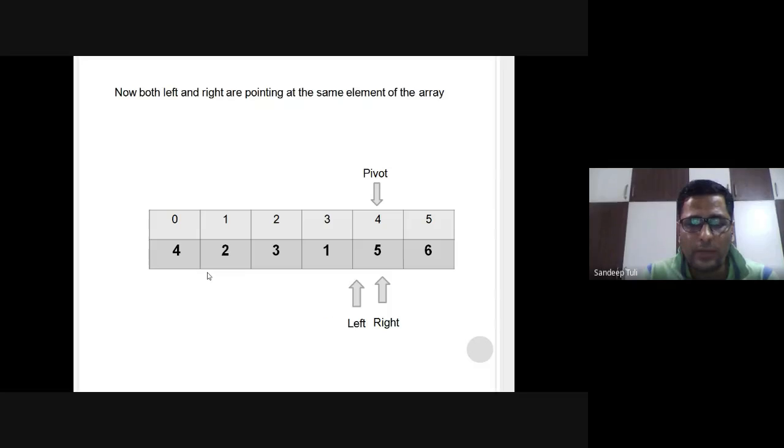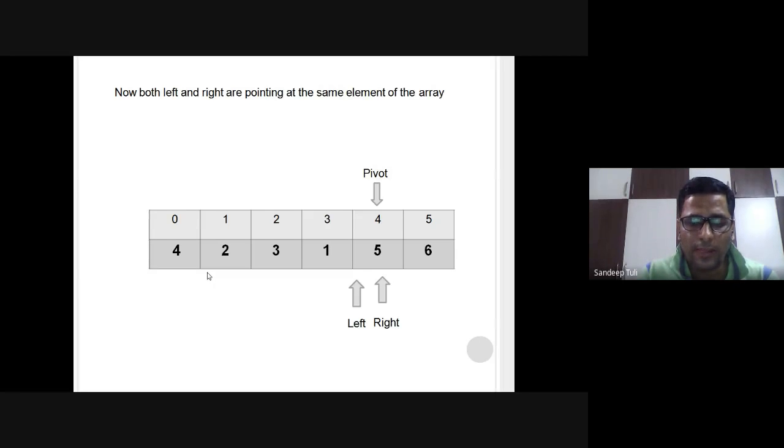Now we will check 1 and 5. We cannot swap 1 and 5 because 1 is already less than 5. So we will not swap right now. It moves one position in the right direction. Now left and right are the same. Both left and right are pointing to the same element of the array. Is it okay? Is it clear to everyone up to here? That is what I have already explained through the pen.